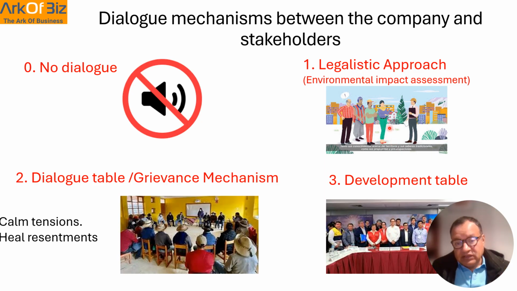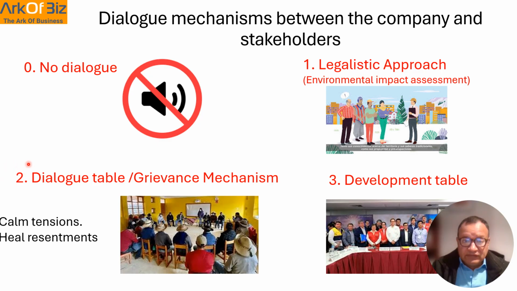For example, in the environmental impact assessment process, companies are required to hold public hearings to inform communities about the project, its social and environmental impacts, and the proposed mitigation and compensation measures. However, if the chosen dialogue mechanism is purely legalistic, it often lacks meaningful engagement and real collaboration between the parties. The next is the dialogue table or grievance mechanism. Here it has a value of 2.